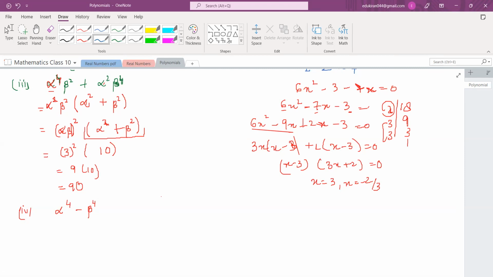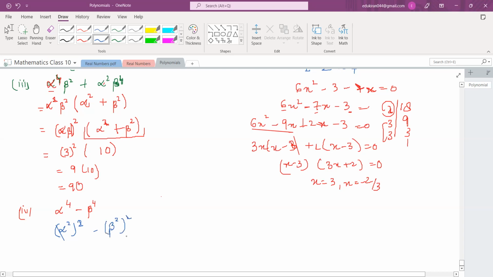So Abdullah and Hamna, whenever you have even powers, always try to convert it into the formula of a square minus b square, so that you can have a plus b into a minus b. If you want to make the square, you can write it as alpha square whole square, and this you can write as beta square whole square. Now this is the formula a square minus b square, which is equal to a plus b into a minus b. So your a is actually alpha square, and b is beta square: alpha square plus beta square, and alpha square minus beta square.